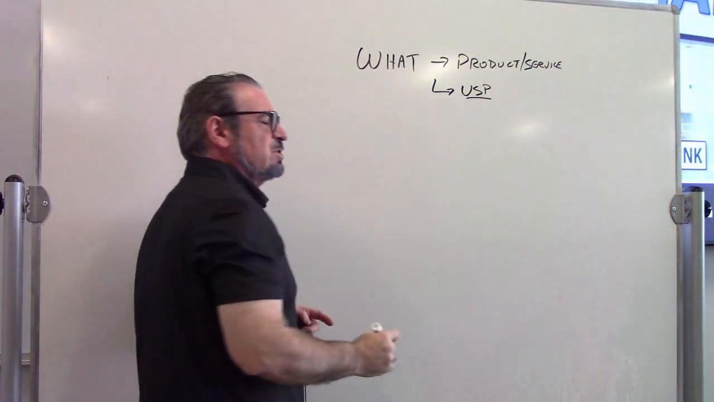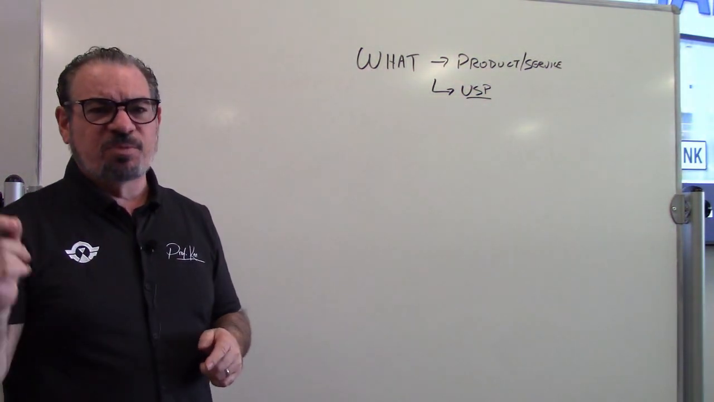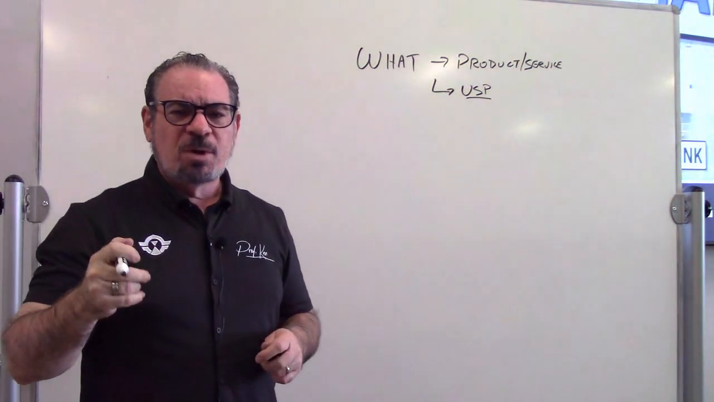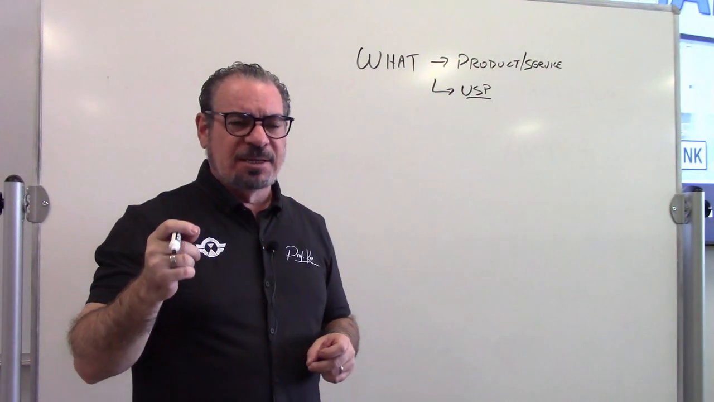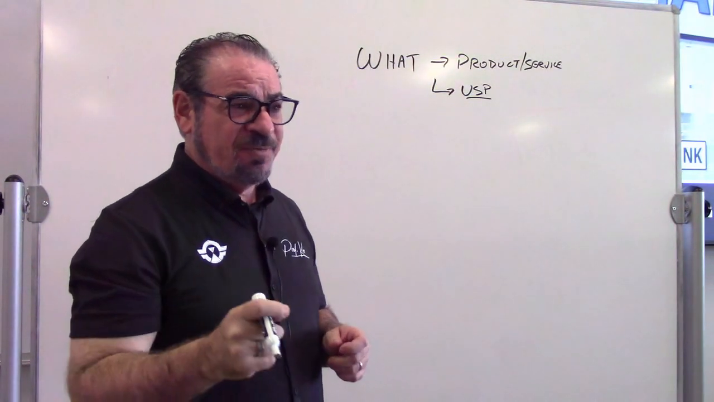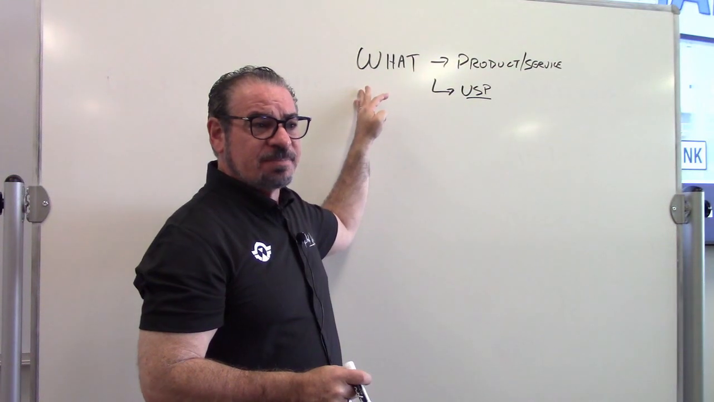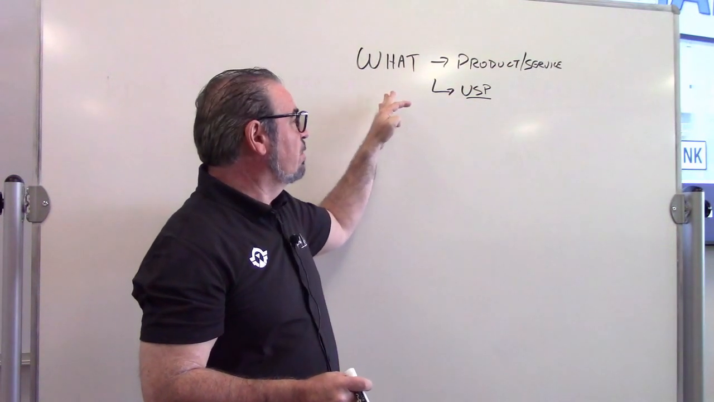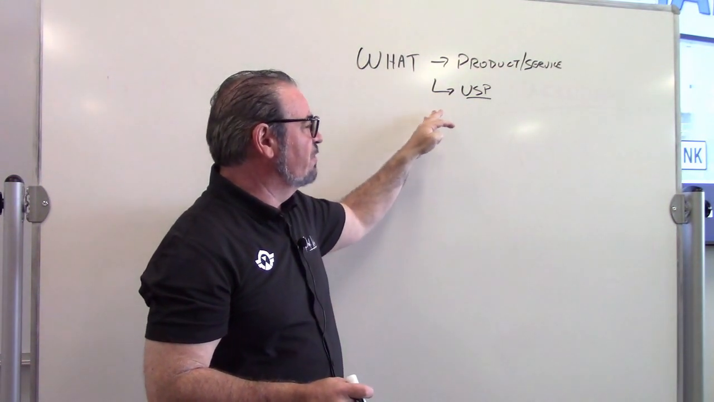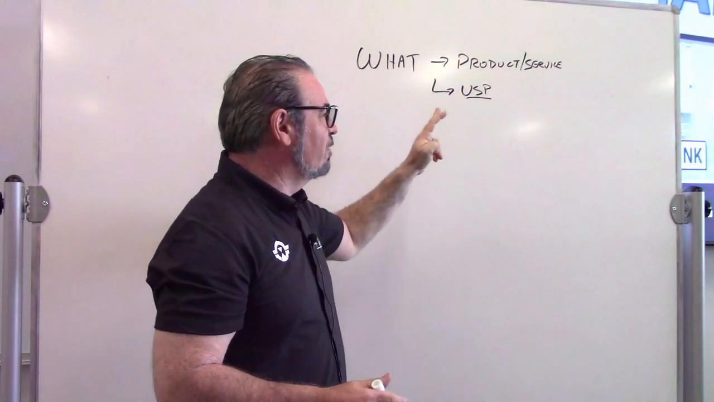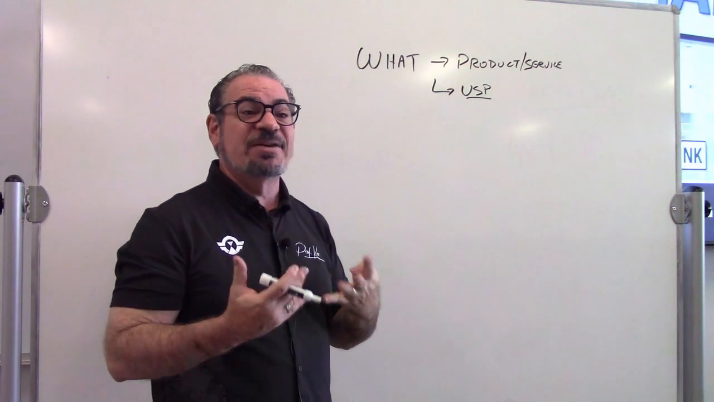USP, which stands for unique selling proposition. So what makes our product and service so different that someone would want to buy it? That's going to be key. What makes our product and service so different that someone's going to buy that? We call that differentiation. We want to be different.